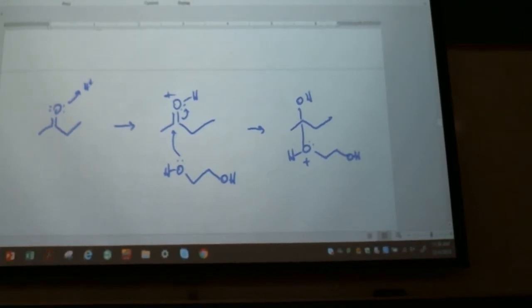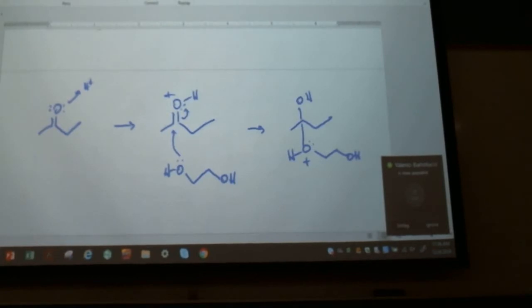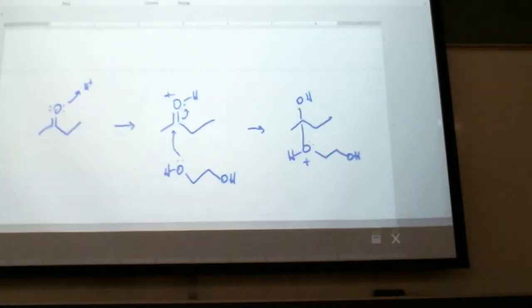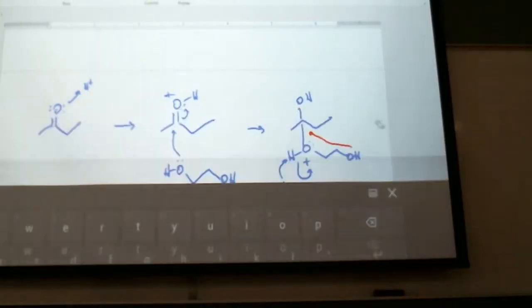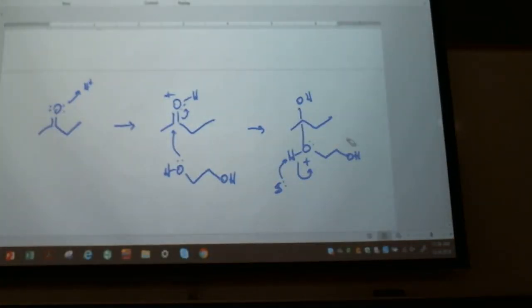So some base, anything, another molecule, glycol or whatever, is going to come. Let's put this as solvent and abstract this. I need, in my next step, for this to attack here and for this to leave. But this is a lousy leaving group. So how do we get this to leave? You make it into a better leaving group.